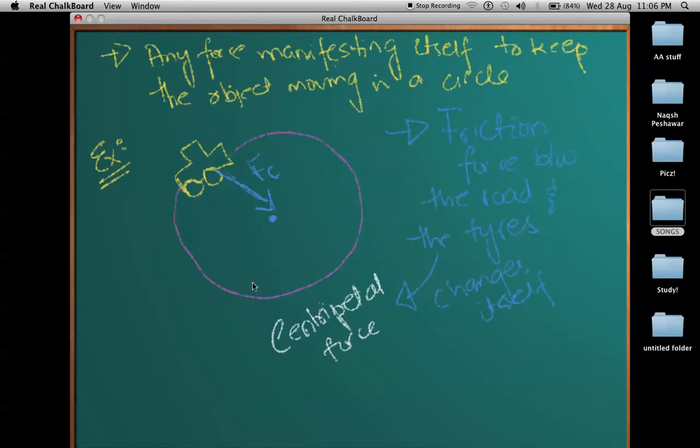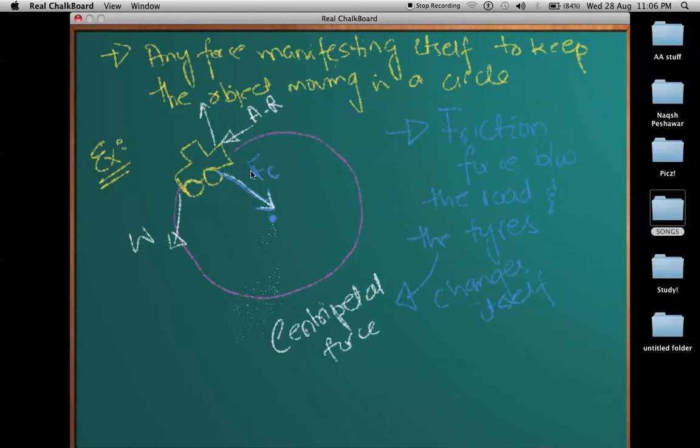And whenever an object is moving in a circle, there might be a lot of forces here and there. Let's say this is the force of the road on the tires, or let's say this is the weight of the car right here, or something like this. There might be a lot of forces acting on this. This is the air resistance, let's say. But the resultant of these forces would always have to be towards the center.